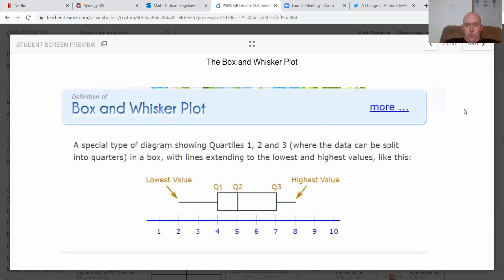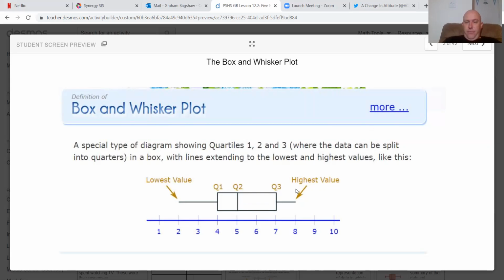Today we're going to look at the box and whisker plot. It says here it's a special type of diagram showing quartiles 1, 2, and 3, where the data can be split into quarters. So this tends to focus more on how data is spread out and how close particular values are together. So one thing to notice on this straight away, the mean is not listed anywhere on here. The mode is not listed anywhere on here. Now, specifically, the median isn't mentioned, but quartile 2 is actually the median.